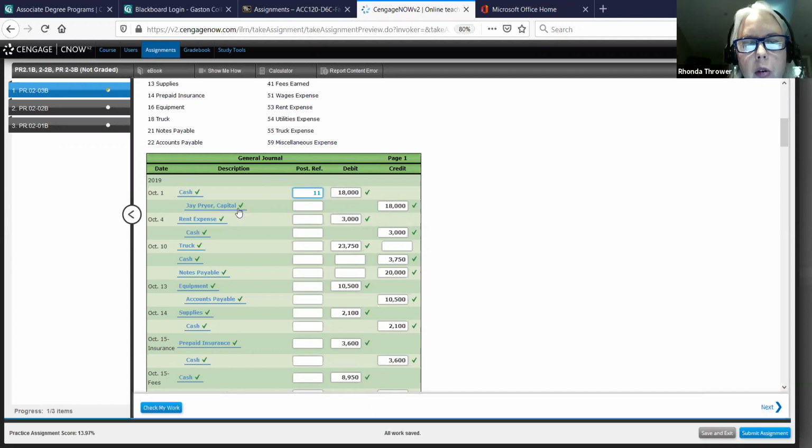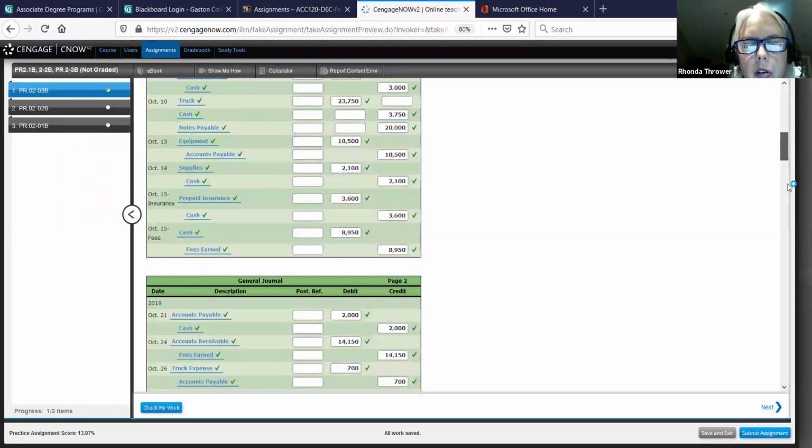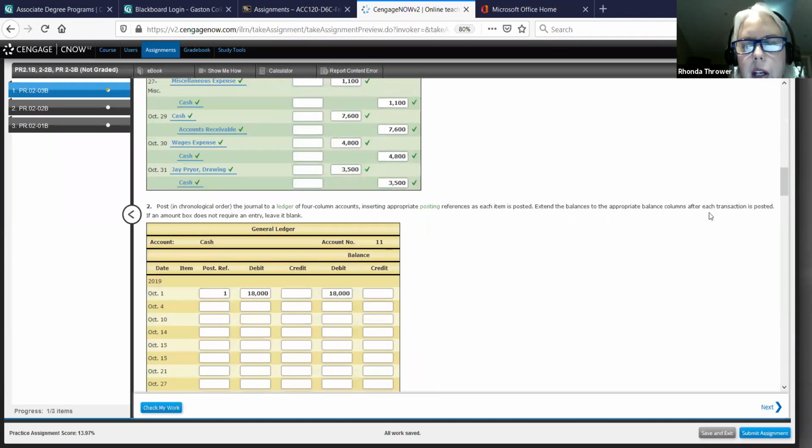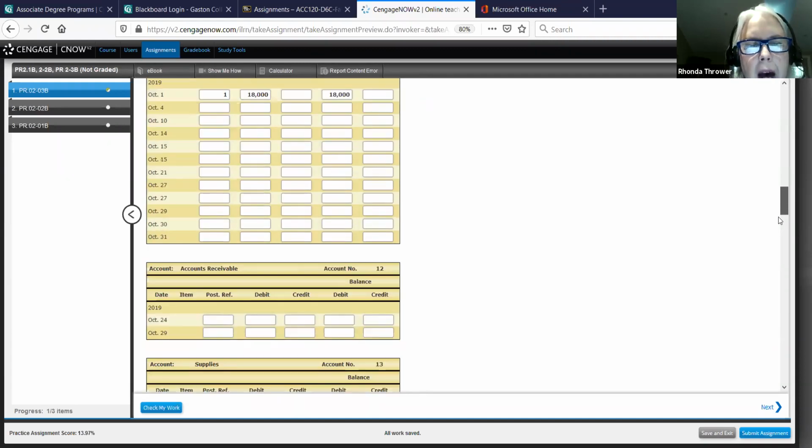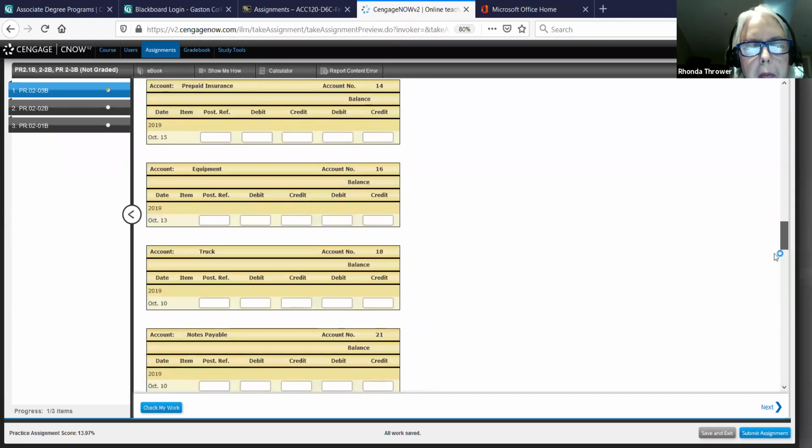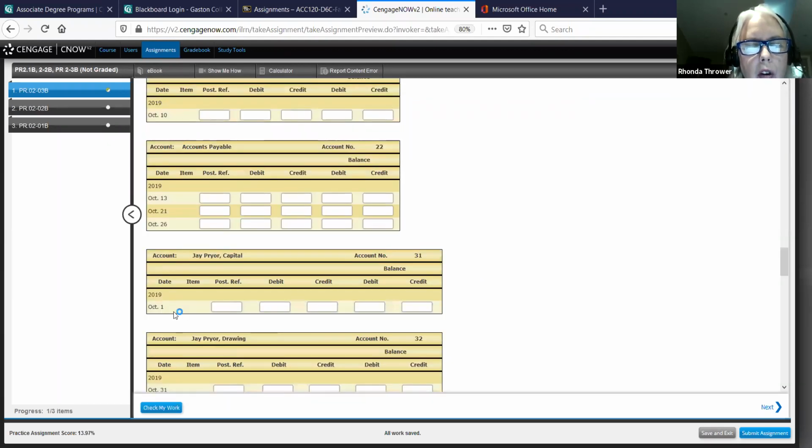The second part of the transaction, notice, is capital. And we have credited the capital account. And this came from page number 1. So we're going to copy into our ledger account called capital this time. So down in your ledger, you're going to scroll until you see the account title, capital. And here's my capital account. For the post reference, I'm going to put journal page 1 because we were on journal page 1 that I'm copying from.